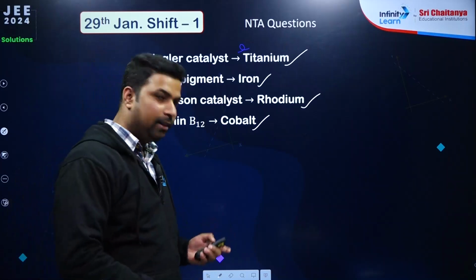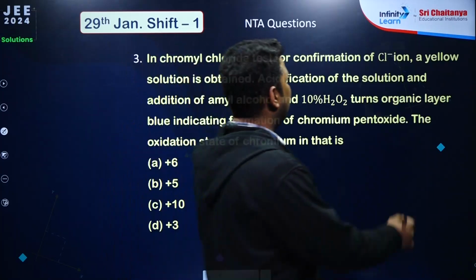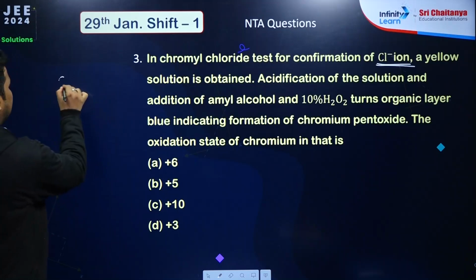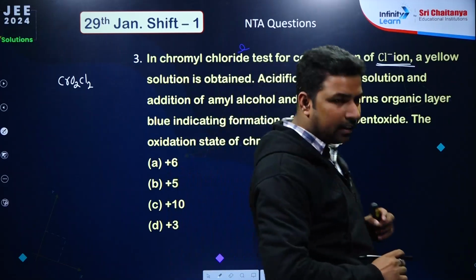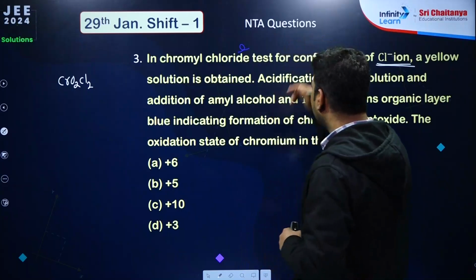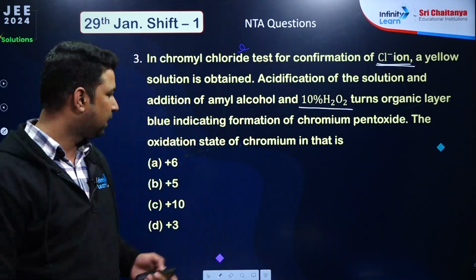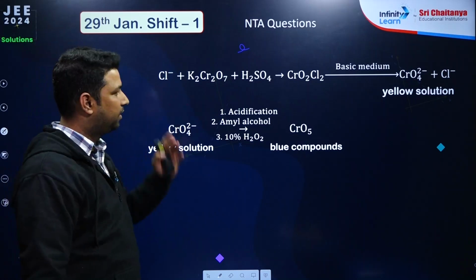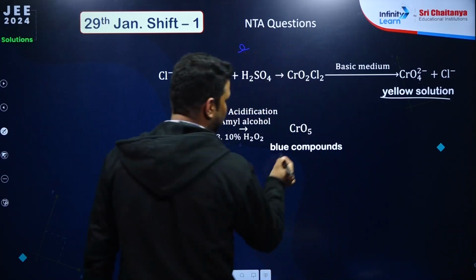Too easy question? Okay. Moving towards question number 3. Chromyl chloride test. It is the famous test of chloride. A yellow solution is obtained. Chromyl chloride is CrO2Cl2. Chromyl chloride is treated with sodium hydroxide, gives Na2CrO4, that is yellow solid, and the yellow solid undergoes oxidation with H2O2, gives CrO5, chromium pentoxide, just like you can see there. This is the reaction. The chromyl chloride test gives a yellow solution, and this yellow solution is converted into CrO5.